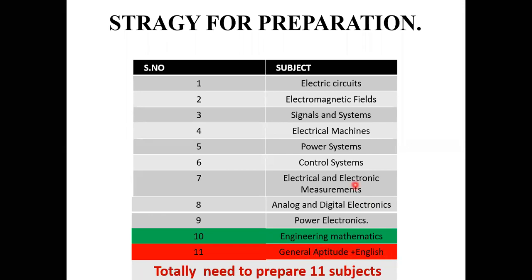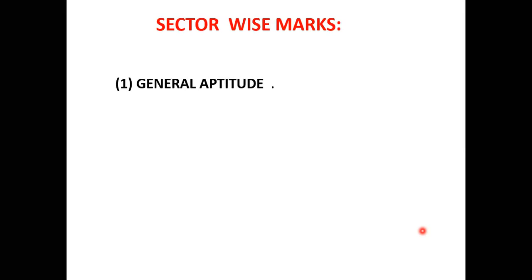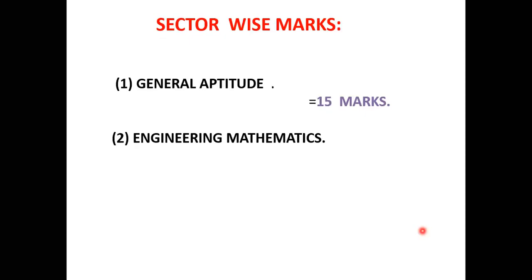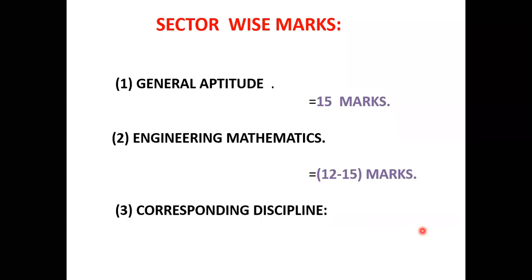And I will show you the weightage for the technical side, mathematics and general aptitude in the coming slide. Let us see the weightage for these three sectors. Sector wise, we will see the marks weightage. First one is general aptitude. The weightage is 15 marks out of 100. The second one is engineering mathematics. The weightage for this one varies from 12 to 15 marks. And the third one is the corresponding discipline, means our technical side, it is nothing but 70 to 73 marks. This is the weightage for the sector-wise marks.